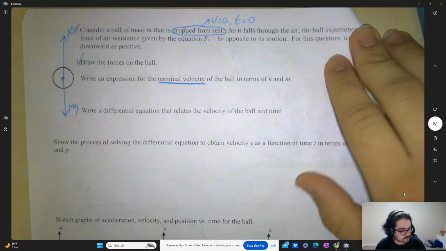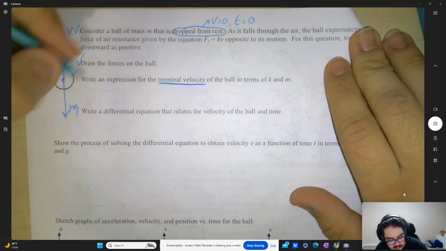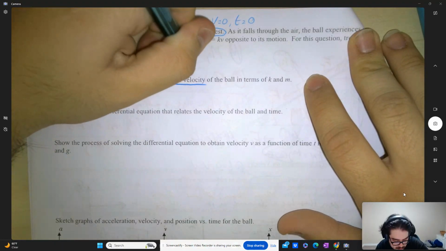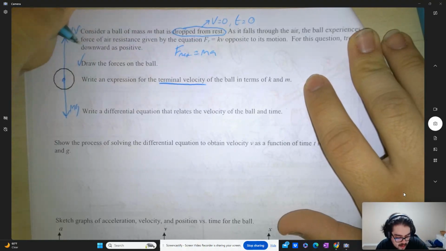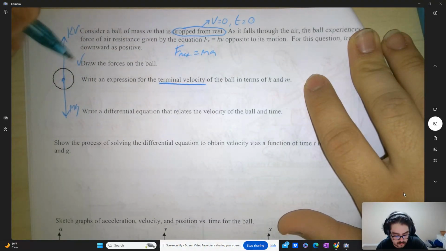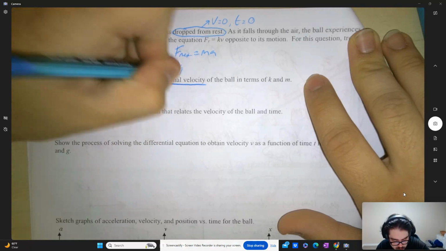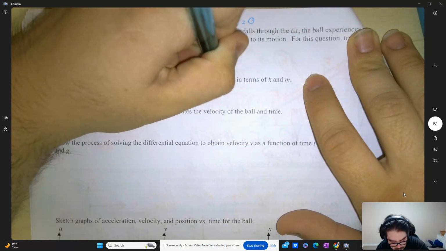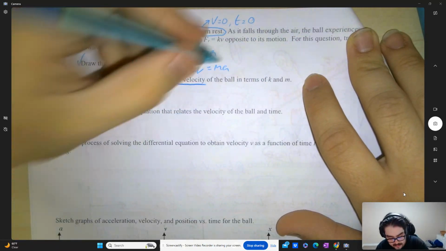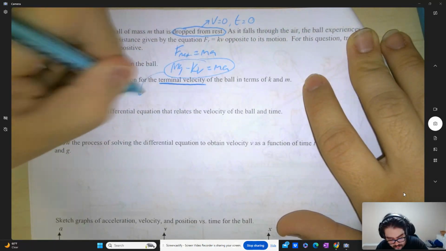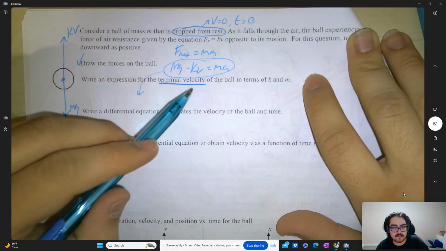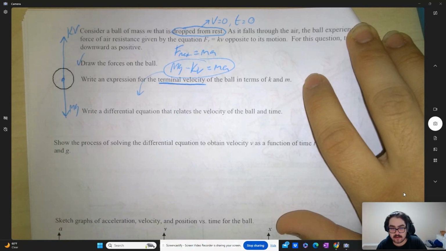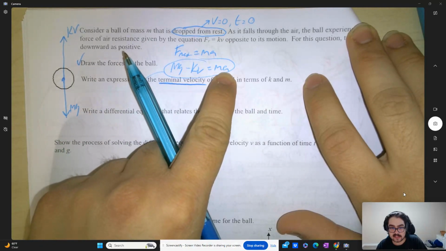So to write the expression for terminal velocity, I would have to start with Newton's second law. F net equals ma, and I'm going down, so that would be mg minus kv, my resistive force, equals ma. Well, I'm going to take this expression and use it to get my terminal velocity. Except here's the thing. If the terminal velocity is the fastest that the object's ever going to go, it's not speeding up, it's not slowing down, which means acceleration is 0.